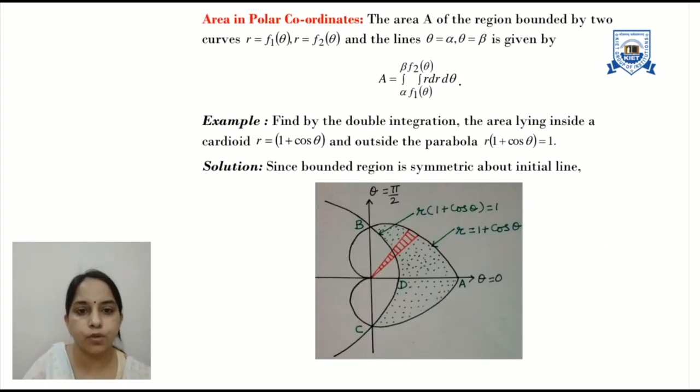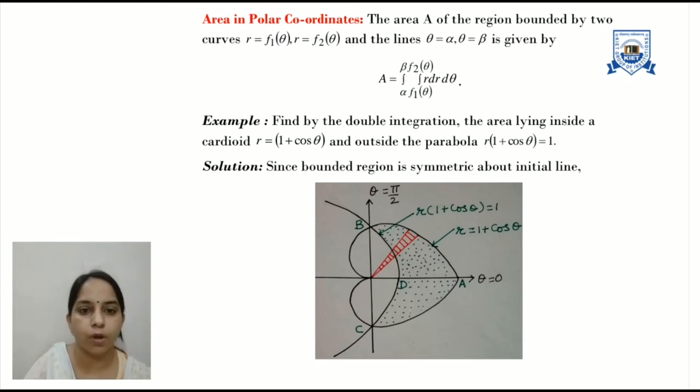Now coming to area in polar coordinates, we know that the curves in polar coordinates are represented as r equals f1(theta), r equals f2(theta), and lines are represented as theta equals alpha and theta equals beta.